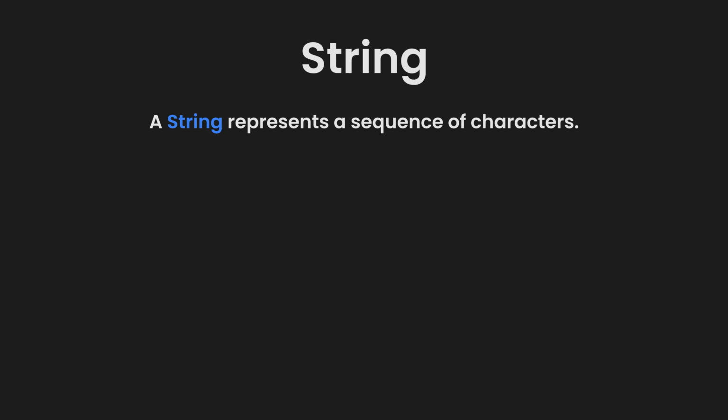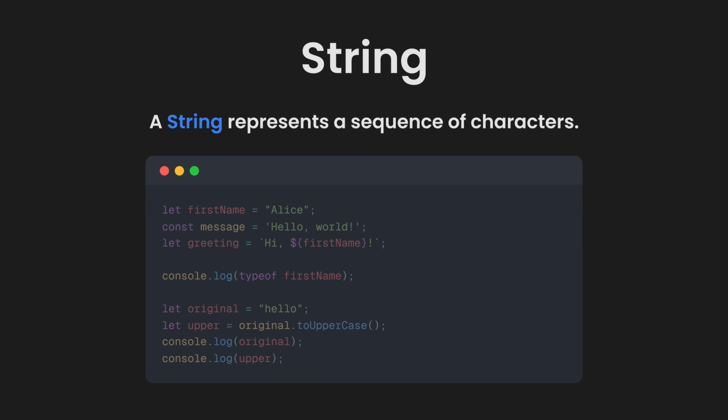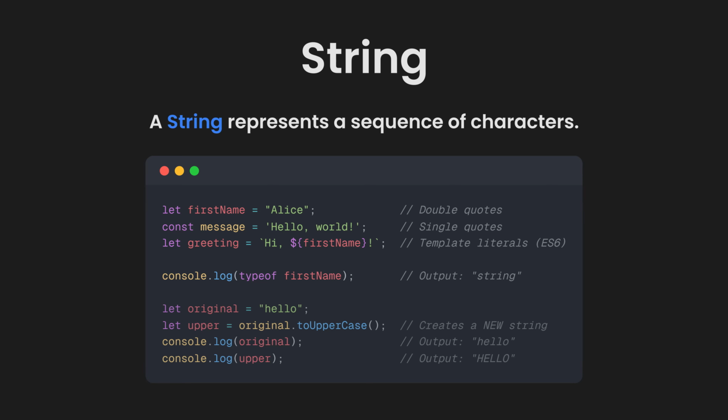Our first primitive type is string. A string represents a sequence of characters, essentially text. You can define strings using double quotes, single quotes, or backticks for template literals, which allow for embedded expressions and multi-line strings. Here, firstName is Alice, using double quotes. message uses single quotes. And greeting uses template literals, a useful ES6 feature. Checking typeof firstName confirms it's a string. Remember, strings are immutable. Any method that seems to modify a string, like toUpperCase, actually returns a new string.